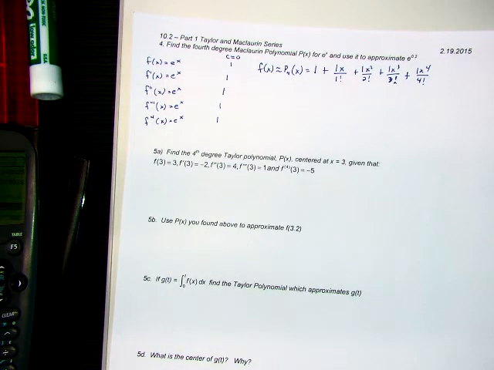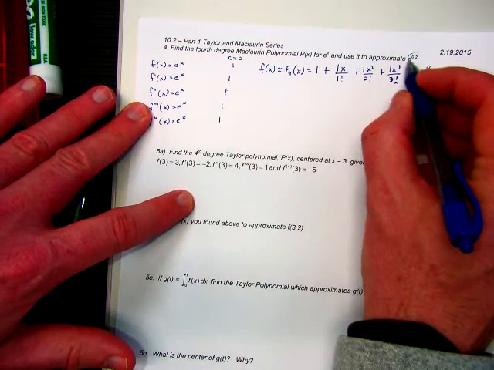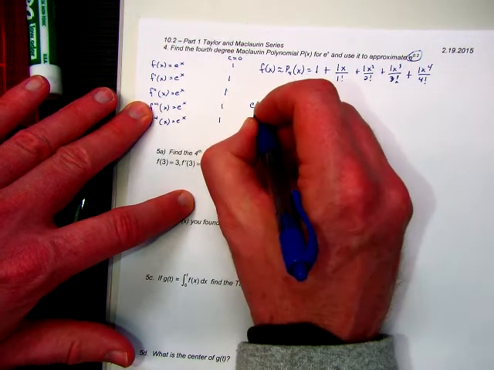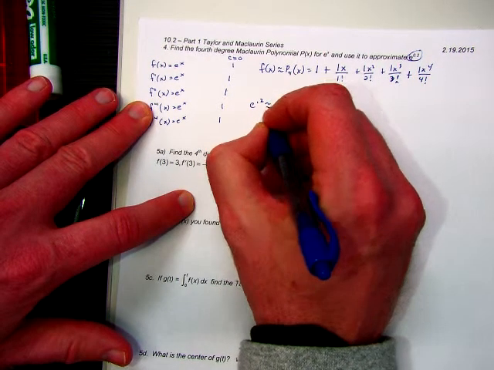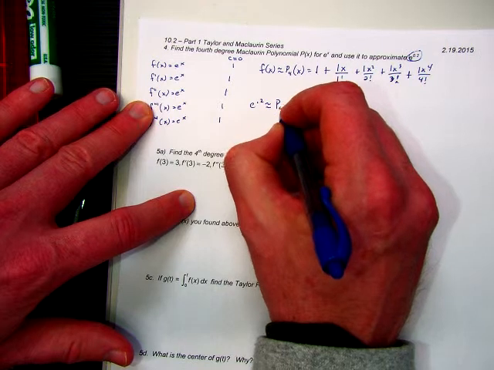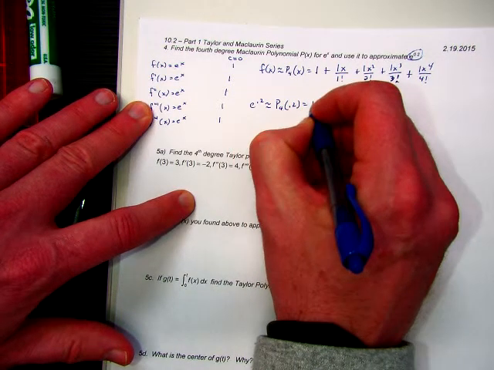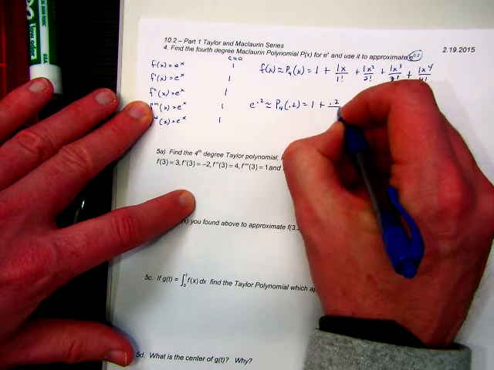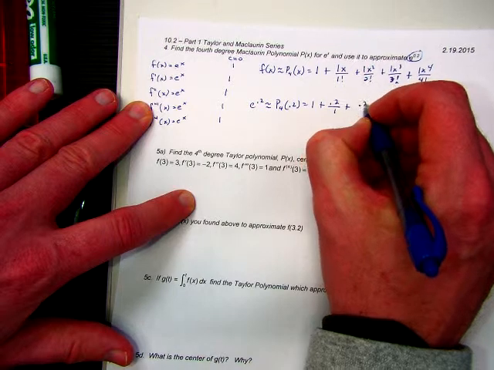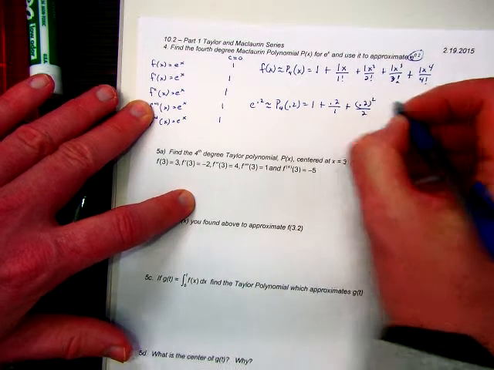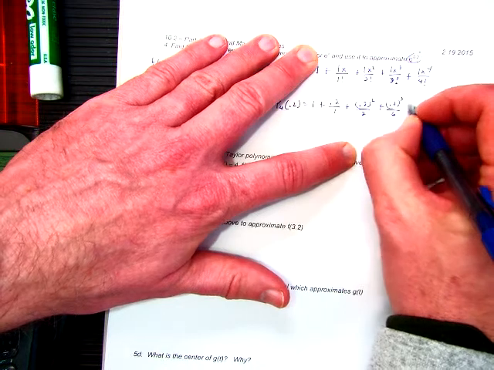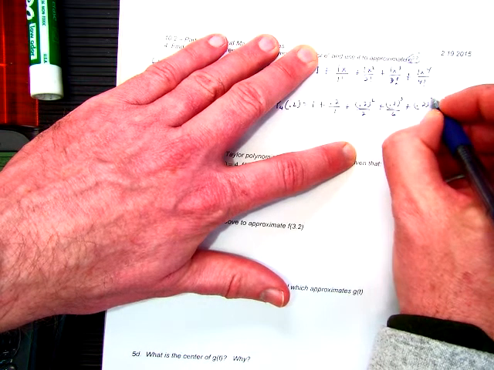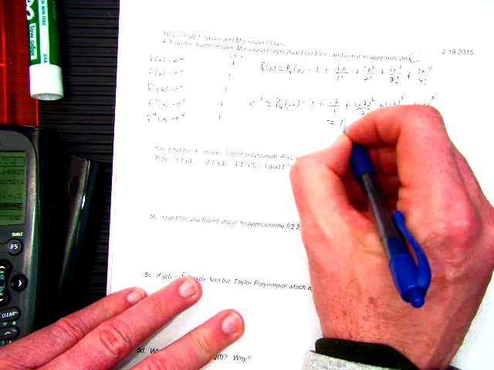Okay. So if I want to approximate e to the 0.2, e to the 0.2 is approximately equal to P4 of 0.2, which is 1 plus 0.2 over 1 plus 0.2 squared over 2 plus 0.2 cubed over 6 plus 0.2 to the fourth over 24. And if you work that out, you get 1.2214.